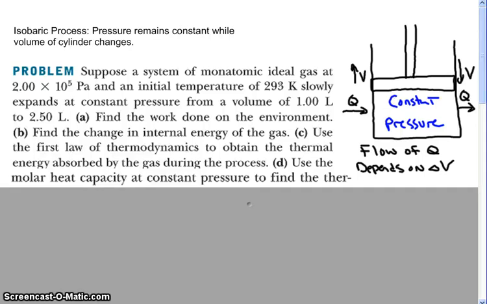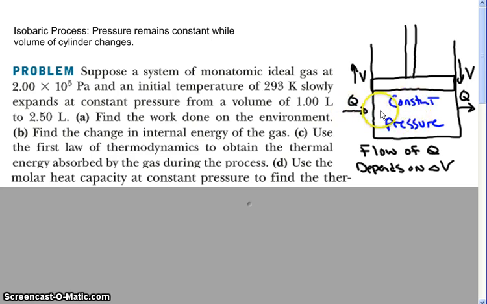Okay, this is an example of an isobaric process, and an isobaric process means that the pressure inside of the cylinder remains constant during the entire change in volume. And you might want to think about how that would be possible, because if we're going to change the volume, you would think that we would have less pressure if we increase the volume and more pressure if we were decreasing the volume.